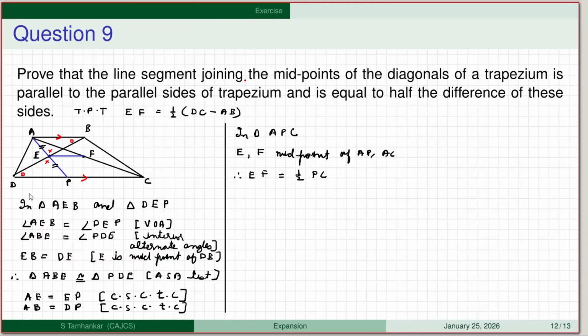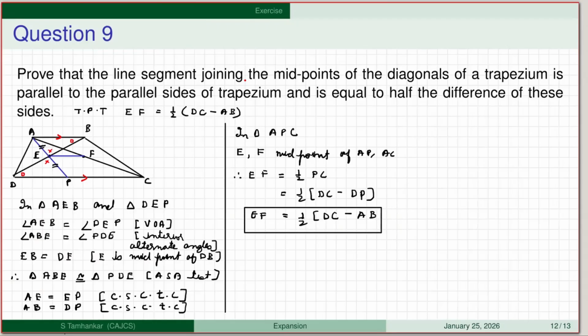I would like you to have a look at this segment here. Okay, so how can I write PC in a different way? So I can write PC as DC minus DP. But what is DP equal to? DP is equal to AB. So in place of DP, I'm going to write AB. Okay, and if you notice, this is what we had to prove. So the line joining the midpoint of the diagonals of the trapezium is half the difference of the sides. Okay, so half of DC minus AB. So we have proved it.